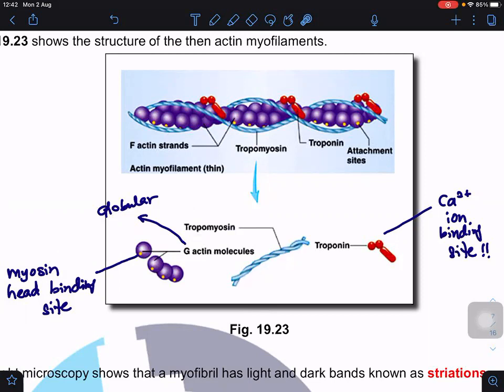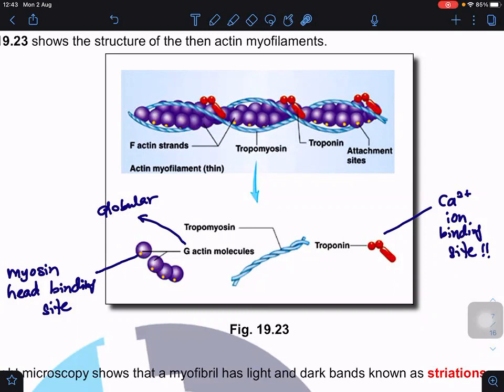And tropomyosin associates with troponin. This troponin has the calcium ion binding site. So when the calcium ion binds to the troponin, the troponin changes shape. And because troponin binds to the tropomyosin, when the troponin changes shape, it will cause the tropomyosin to displace, or move. The movement of the tropomyosin exposes the myosin head binding site, allowing the myosin head to bind, and then muscle contraction takes place.